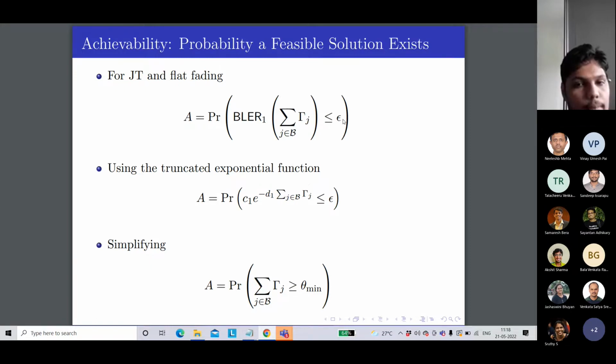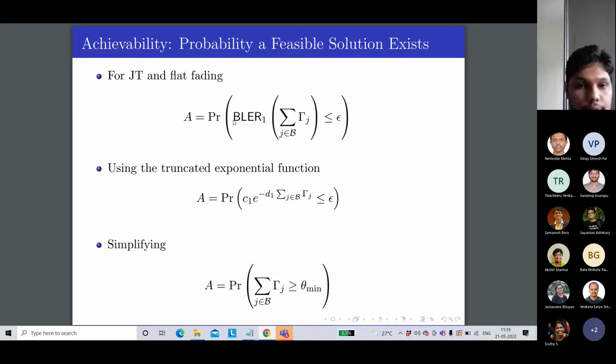Why do we do this? Because when we use the lowest modulation and coding scheme and transmit the data from all the base stations, if the block error rate does not satisfy the constraint even in this scenario, then if you use a subset of base stations or a higher rate MCS, the block error rate will be higher. So that's why we use this expression to compute the probability.